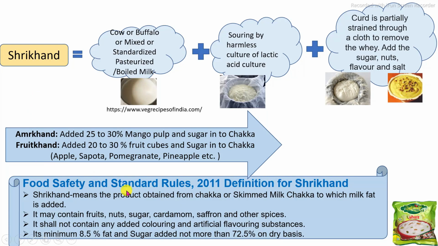Then what are the specifications for Shrikhand? As per the Food Safety Standards regulations, we are required to add not more than 72.5% sugar on the dry basis, and the minimum fat content requirement is 8.5% in the final product of Shrikhand. It may be added with fruits, nuts, sugar, cardamom, saffron and other spices, and shall not contain any added color or artificial flavoring substances. It is prepared from full cream milk or maybe skim milk, and must maintain the final fat content and sugar proportion as per these regulations.